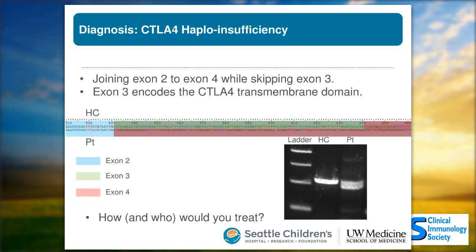And exon 3 is an important part of CTLA4 because that's exactly the transmembrane domain. So basically what we get from that is that the patient has haploinsufficiency, because he has one normal copy producing normal length CTLA4, and the second allele gives rise to a partial protein without the transmembrane domain.